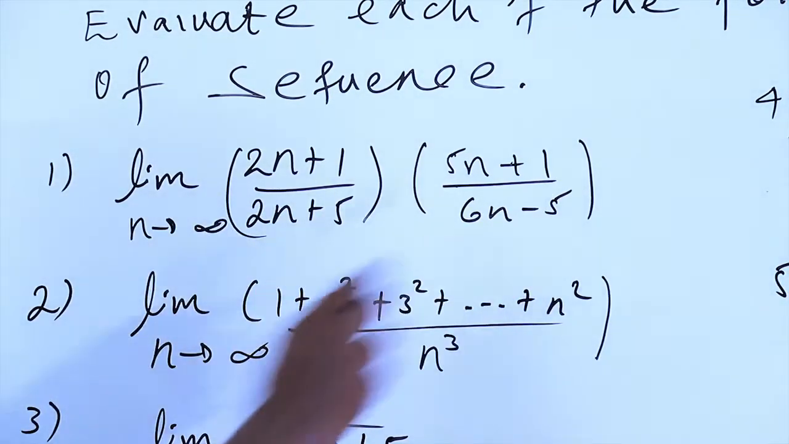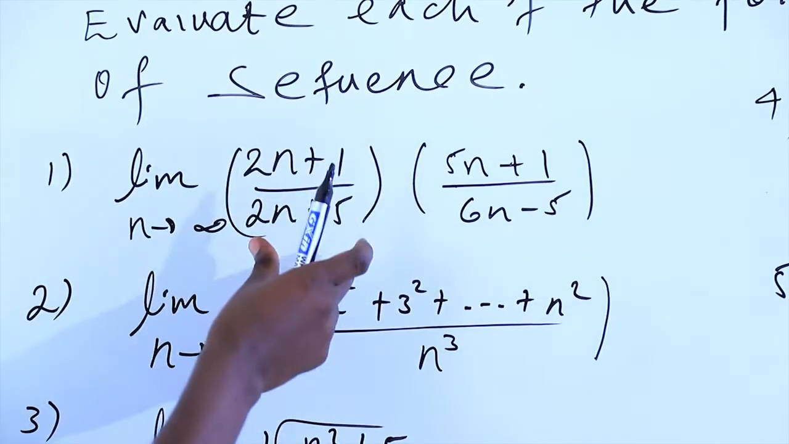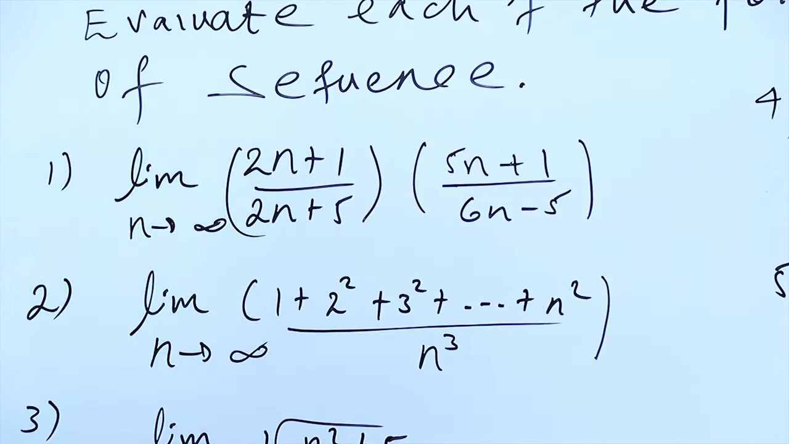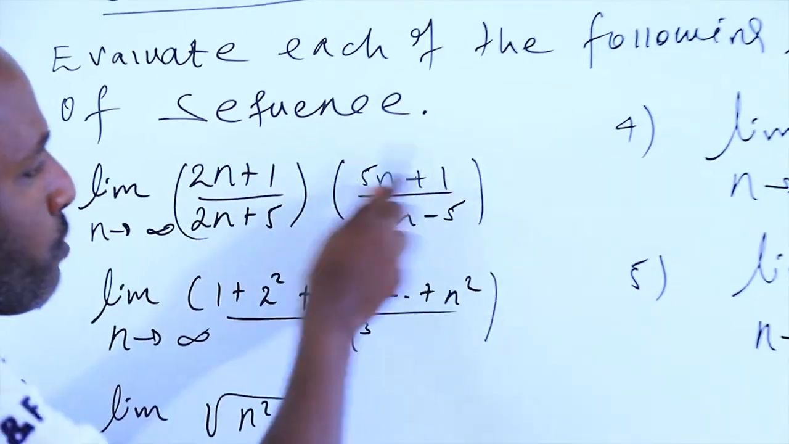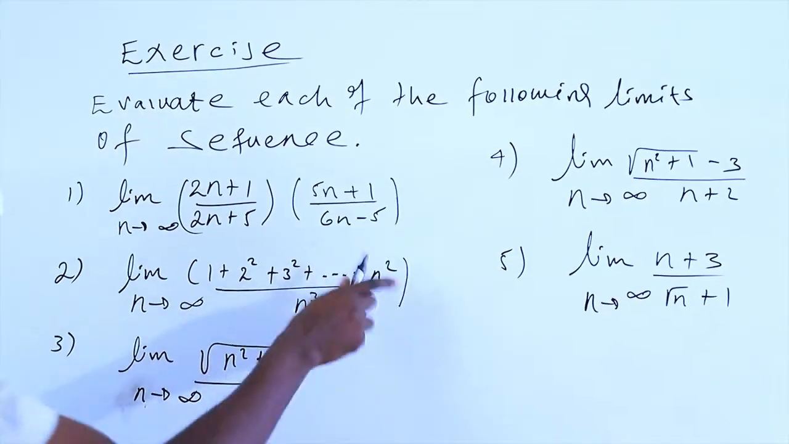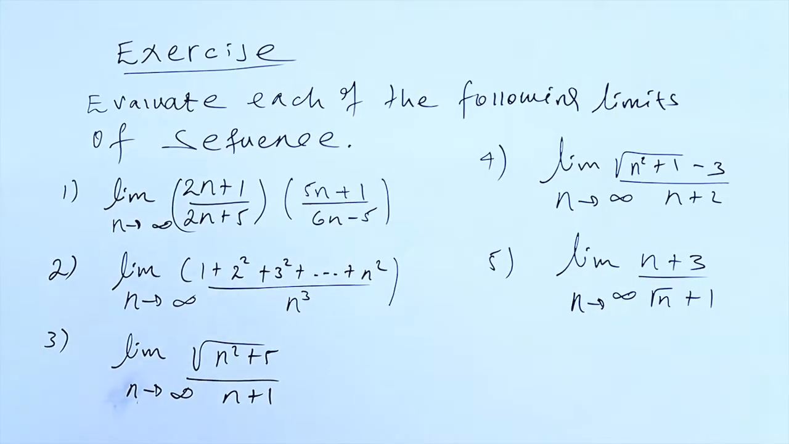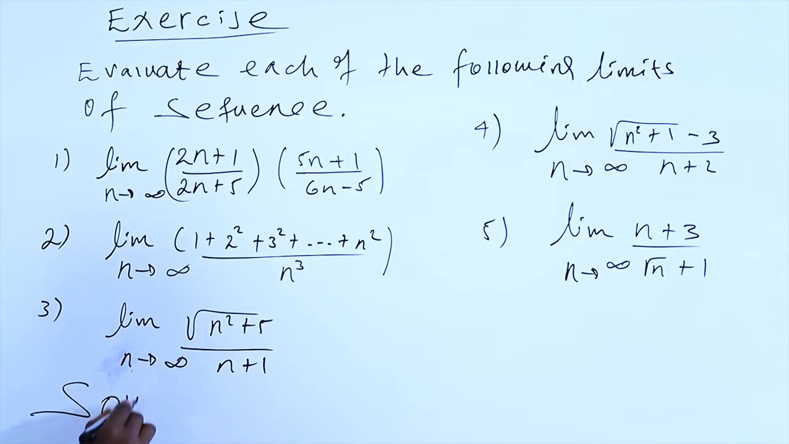In this case, we have seen before a sequence of the form an over bn, or a sequence of the form an times another sequence bn as a product, and these are different types of forms of sequences. We'll see each of them. Now let's see the solutions.